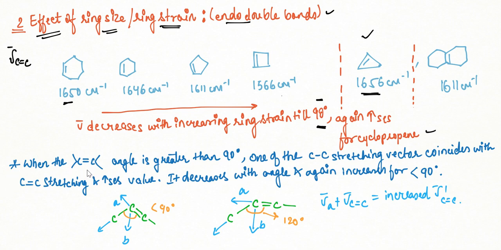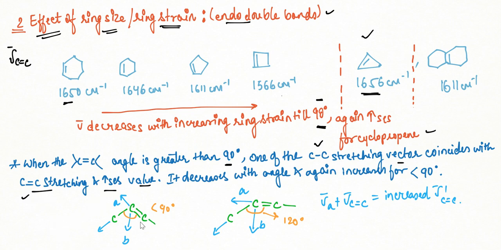When the carbon-carbon double bond angle is greater than 90 degree, one of the carbon-carbon stretching vectors coincides with the carbon-carbon stretching, and definitely there is an increase in the value. So basically the carbon-carbon single bond stretching vector combines with carbon-carbon double bond stretching. How can we see that?